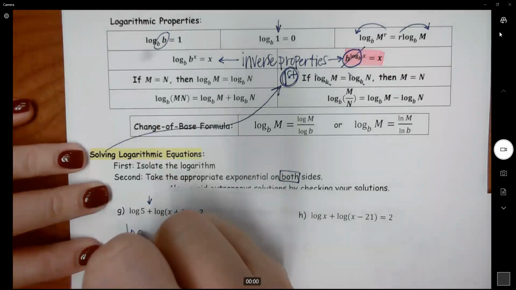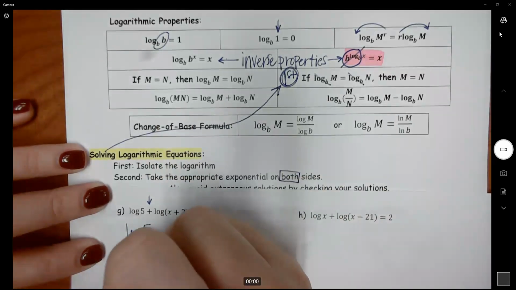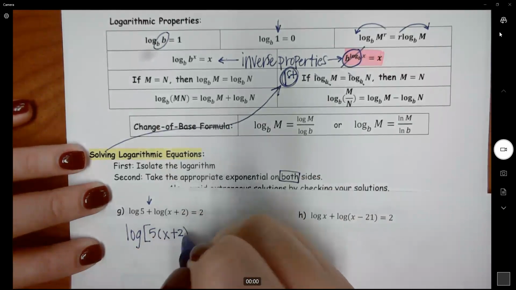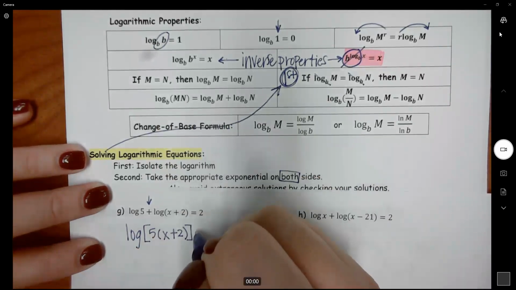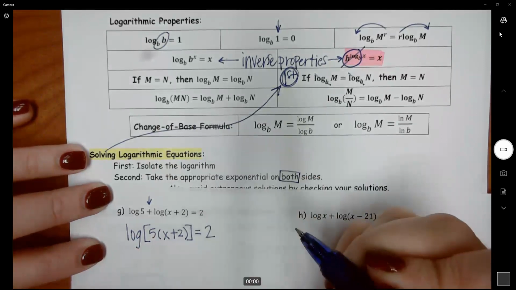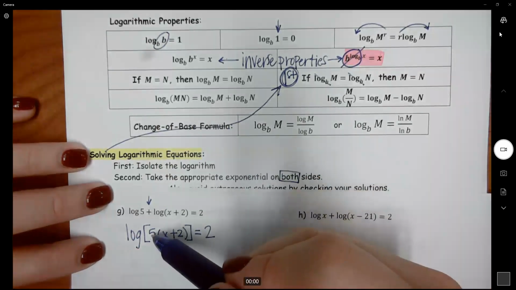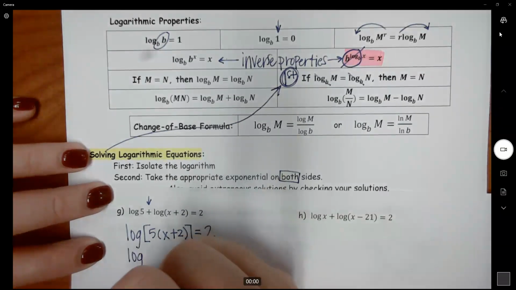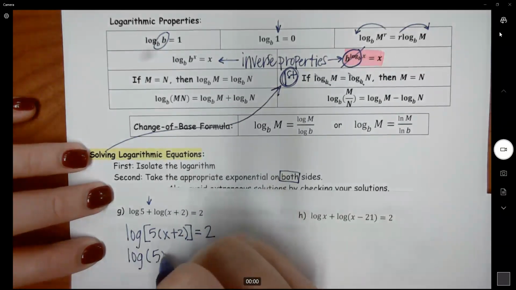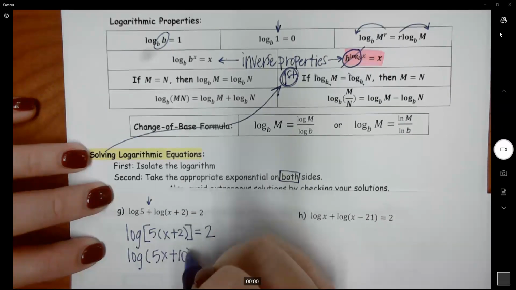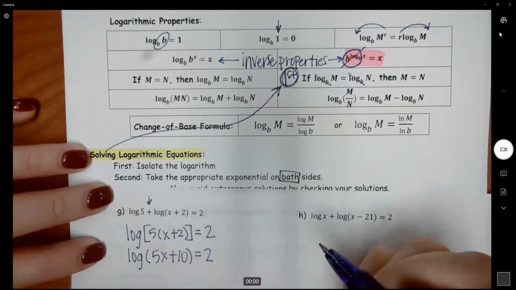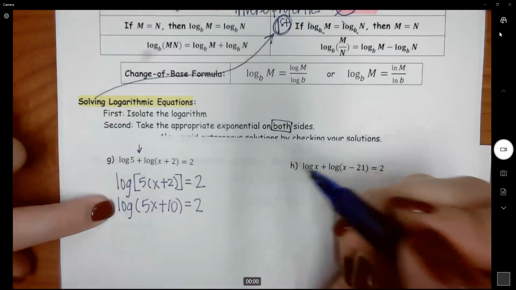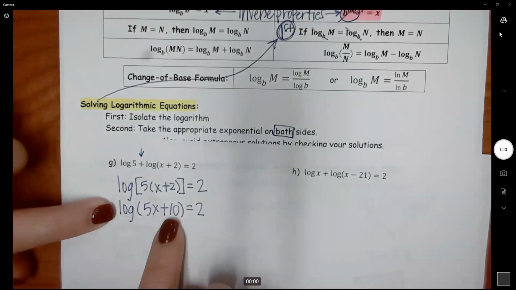So this becomes log of 5 times x plus 2. This still equals 2. I'm going to distribute that 5 here. So we have log of 5x plus 10 equals 2. So now I have a log isolated, and it is now simplified, right?